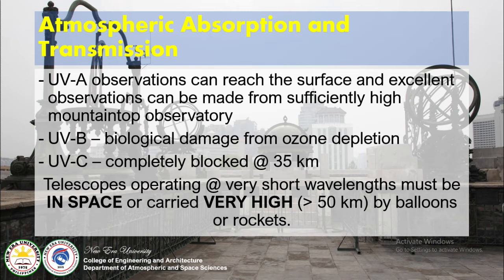Now, telescopes operating at very short wavelengths must be in space or carried very high by balloons or rockets. Okay, so why do we need to observe in space or at very high altitude, above the atmosphere? Because they are not blocked from space. So if you want to conduct ultraviolet observation, you need to go to space. In that case, that will be space-based observations, or space-based astronomical observations, which is pretty normal these days.